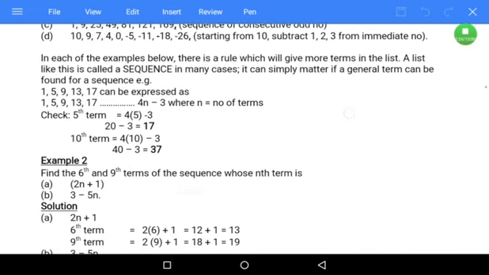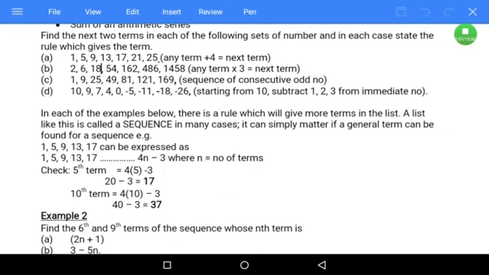I said in each case of the examples above, there is a rule which will give more terms in the list. A list like this is called a sequence in many cases. It can simply matter if a general term can be found for a sequence. For instance, if you have 1, 5, 9, 13, 17, it can be expressed as 4n minus 3. This sequence has a general formula that is 4n minus 3, where n is the number of terms.